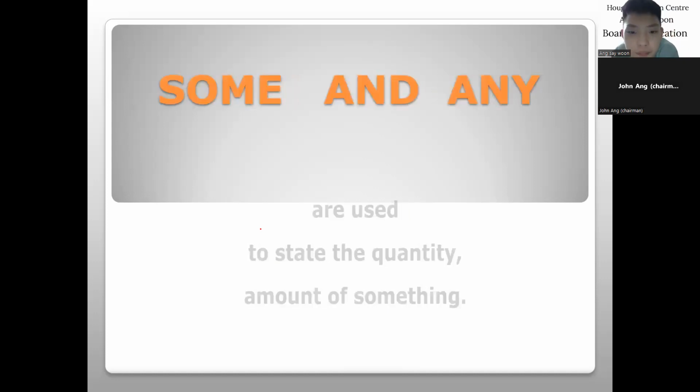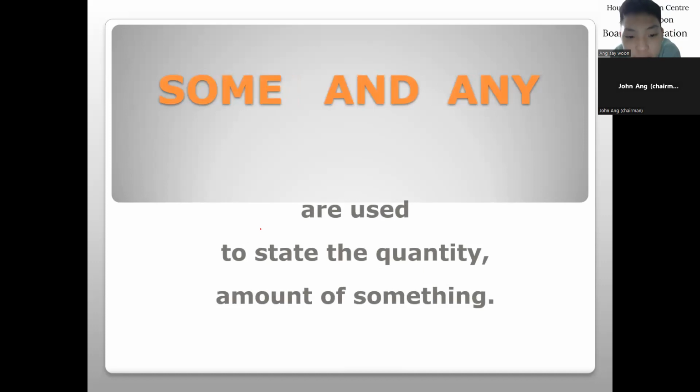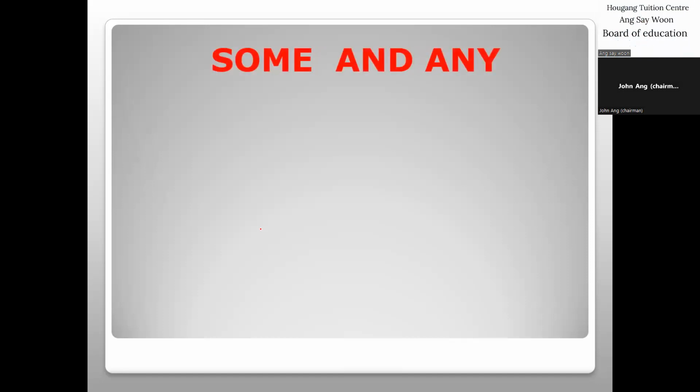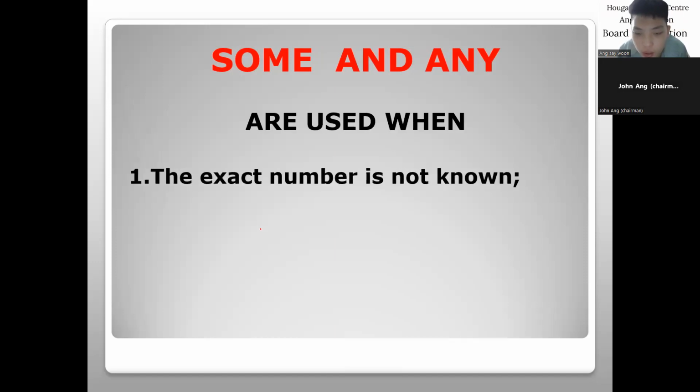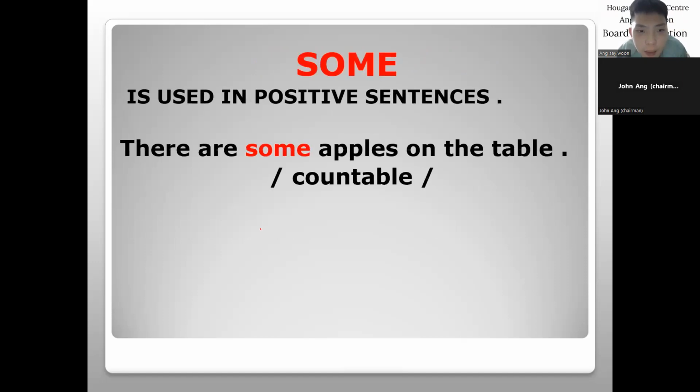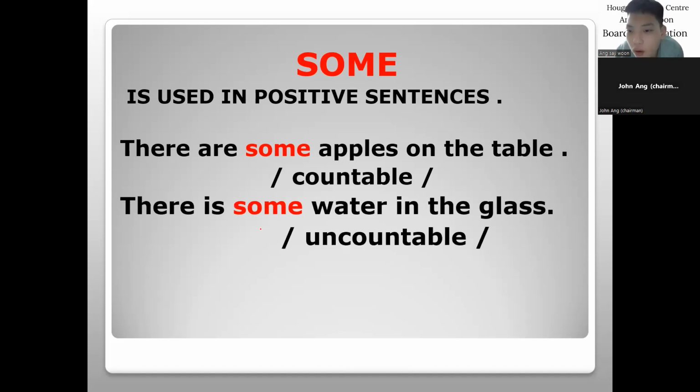Some and any are used to state the quantity or amount of something. Some is used when the exact number is not known, or the exact number is not important. Some is used in positive sentences. There are some apples on the table. It's countable. There is some water in the glass. That is uncountable.